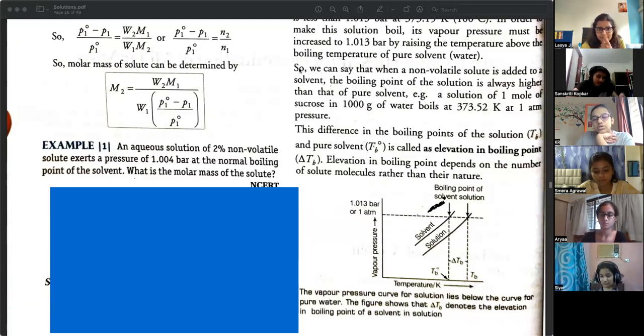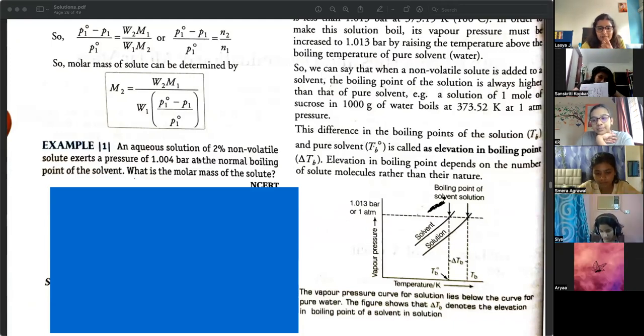Also, 1.004 is P1, right? So the solution exerts this much pressure. So this is the P1. I just noticed this has another twist also. They haven't given P naught directly. Can you figure out what P naught could be?